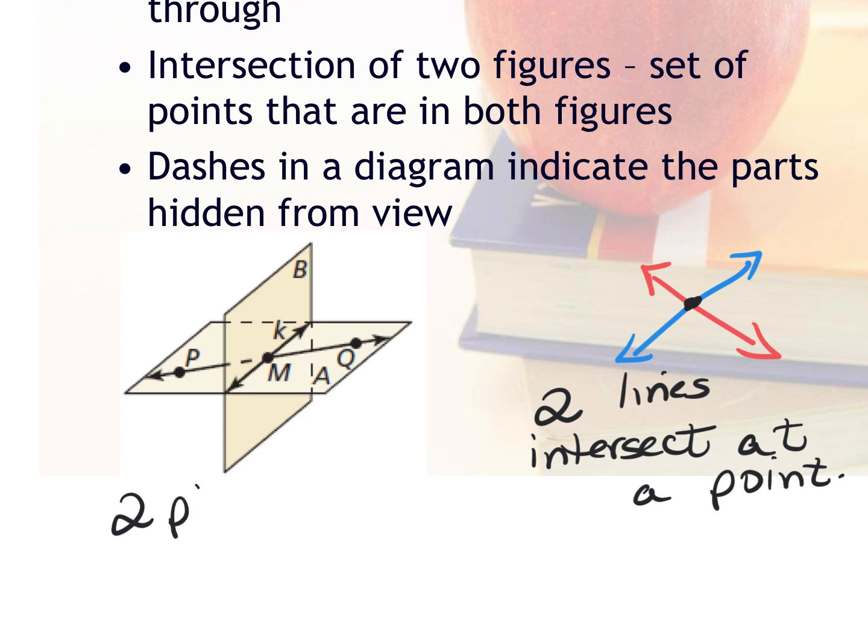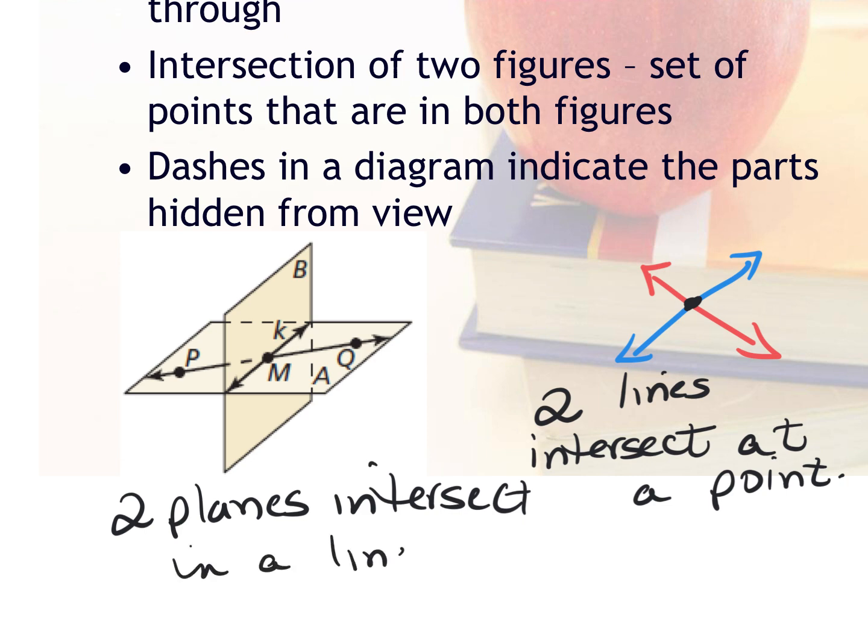So 2 planes intersect at a line, or in a line. And in this picture, the line of intersection is this line right here. This is where the 2 planes intersect. It will never be a line segment because line segments end, and both planes and lines go forever.